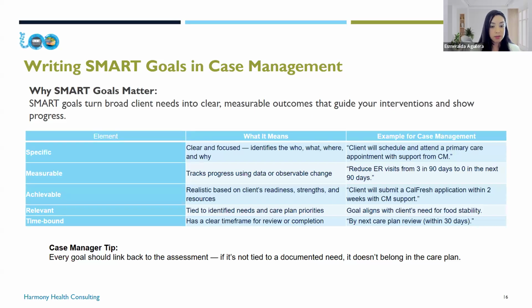Measurable goals let us track progress using observable changes. So this is where the data is going to really help us. Number of ER visits, number of appointments completed, forms completed, follow-up tasks that we're supporting with. So an example would be reduce ER visits from 3 in 90 days to 0 in the next 90 days. So again, we're trying to track a reduction in preventable visits for the ER. So a measurable goal lets us look back and say, did the progress happen?